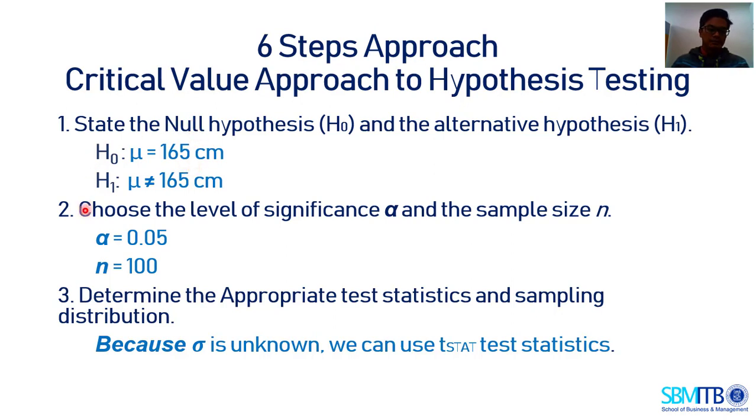We go to the second step. We choose the level of significance alpha equal to 0.05. The sample size is 100 respondents. And then we go to the third step, determining the appropriate test statistics and the sampling distribution. Because we only know the information concerning the population's mean without knowing the population standard deviation, we have to use the t test statistics.